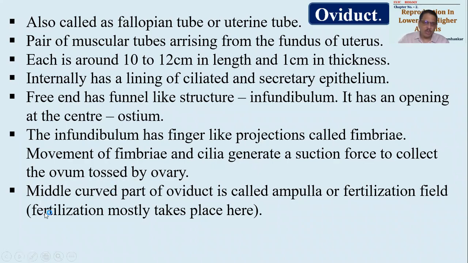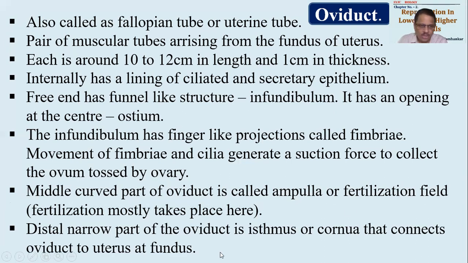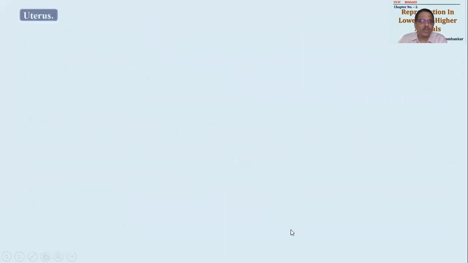Then there is a middle curved portion of the oviduct. This middle curved portion will be called ampulla or fertilization field. Ampulla because it is a sac-like structure, fertilization field because fertilization mostly takes place in this region. Then there is a distal narrow end of the oviduct known as isthmus, which will be connecting the oviduct to the fundus of the uterus. So these are the different parts of it.